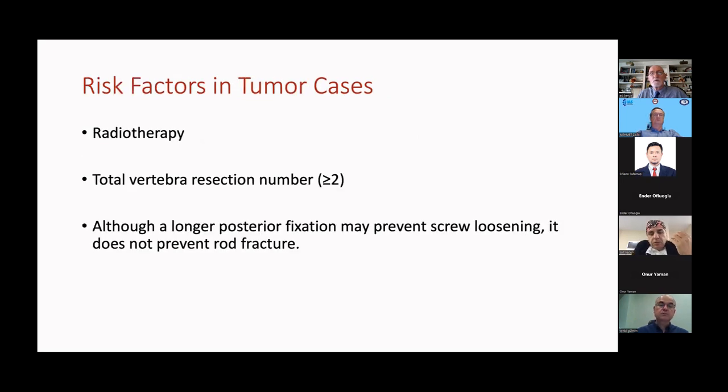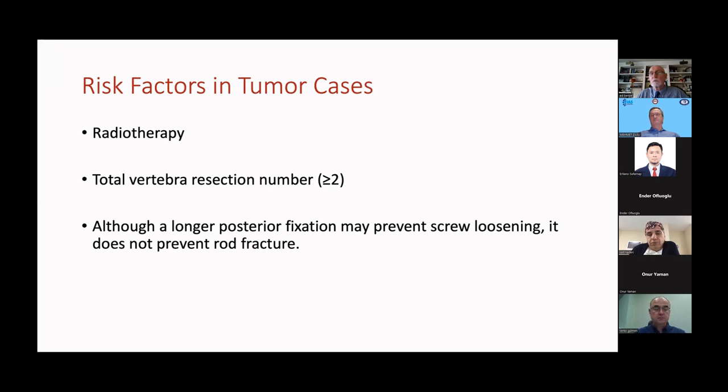This is so because in tumor cases, you resect, in some cases, all the vertebrae, I mean vertebrectomy, both corpectomy and posterior structures. Therefore, the instability is much more, especially if there is a history of radiotherapy. It doesn't matter before surgery or after surgery. Radiotherapy causes many problems here, and resection of more than 2 vertebral bodies is another risk factor for implant failure in these cases.